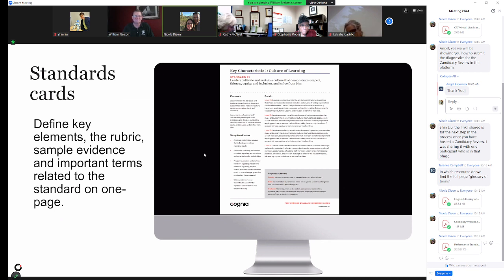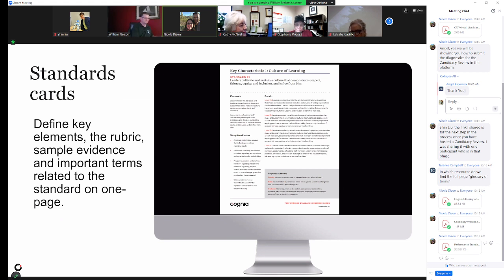Okay, so that takes us to our final resource, which I've put into the chat, and these are the standards cards. So one of the key components of candidacy reviews is to really look at Cognia standards and see right now what your capacity is to meet those standards. So we've prepared these cards to really familiarize our institutions with what these standards are and then what they look like in practice. So each card or each standard has its own card.